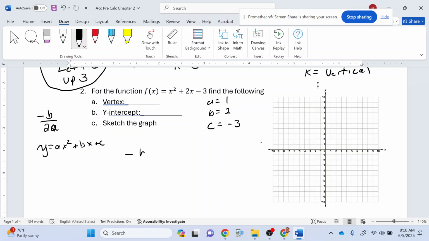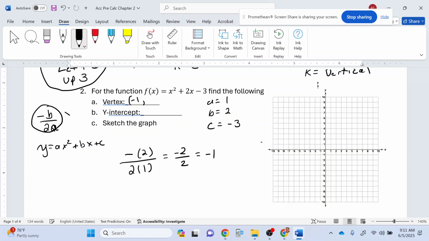So I'm going to plug this in. Negative b, or -2, over 2 times 1. So -2 over 2 is -1. So that's the x of my vertex. I take the x, -1, and plug it into my formula.